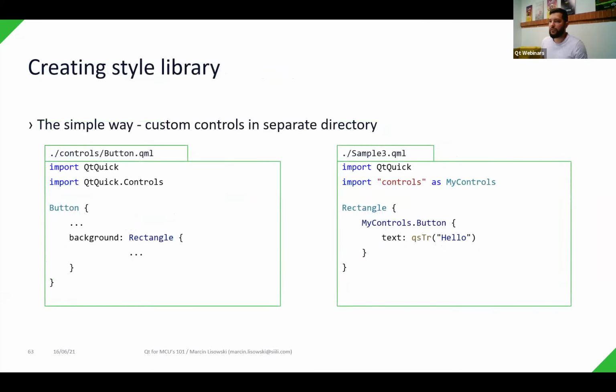And well, the library. You can mimic the library by creating your own components in a separate directory and importing that directory as a module in other QML files, and that's the simple way of doing that. But this way, you cannot share your styles between applications. It just organizes your application a bit more.